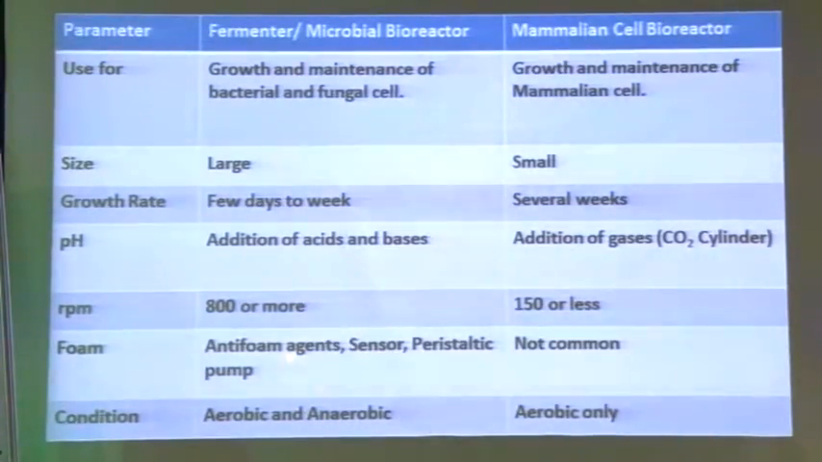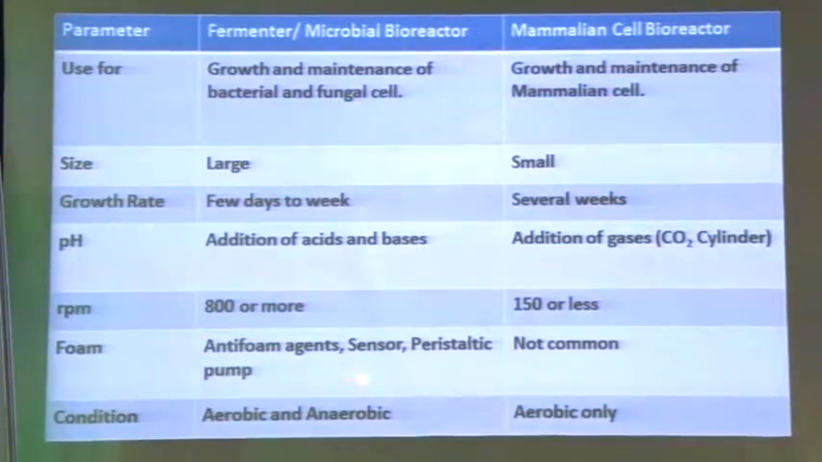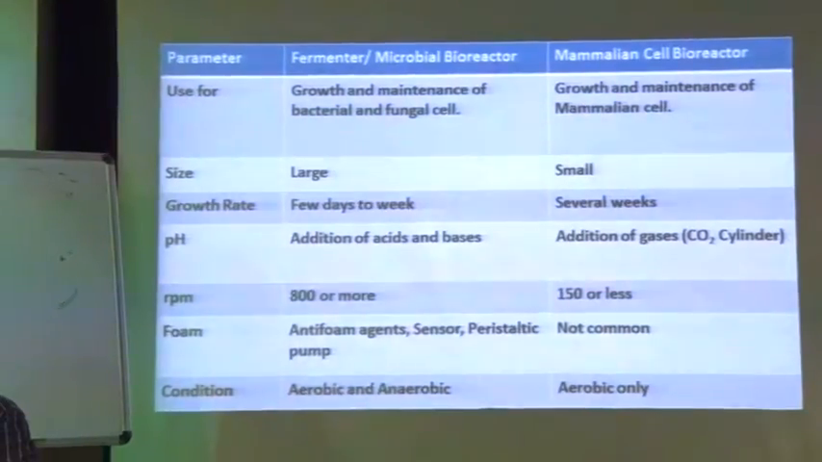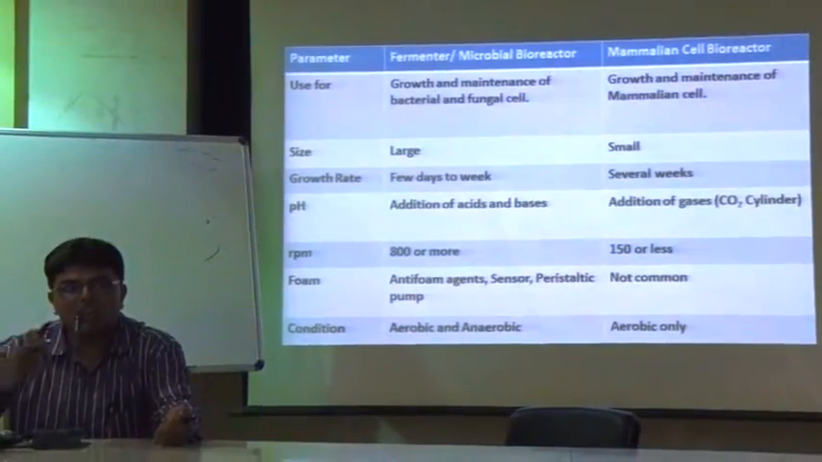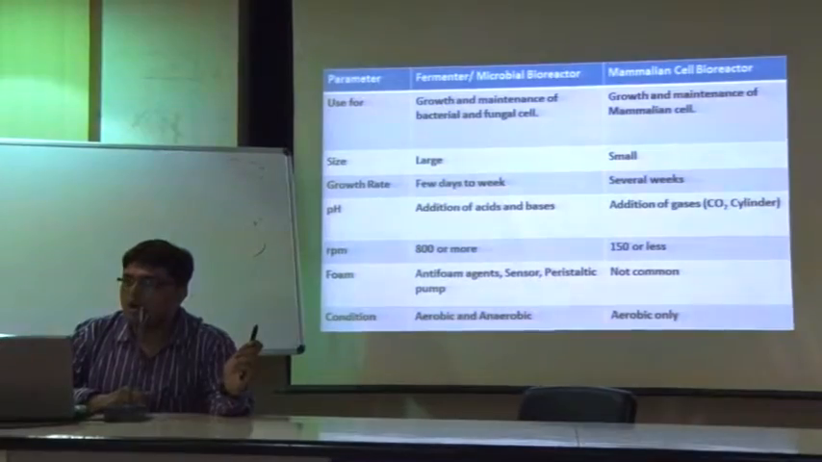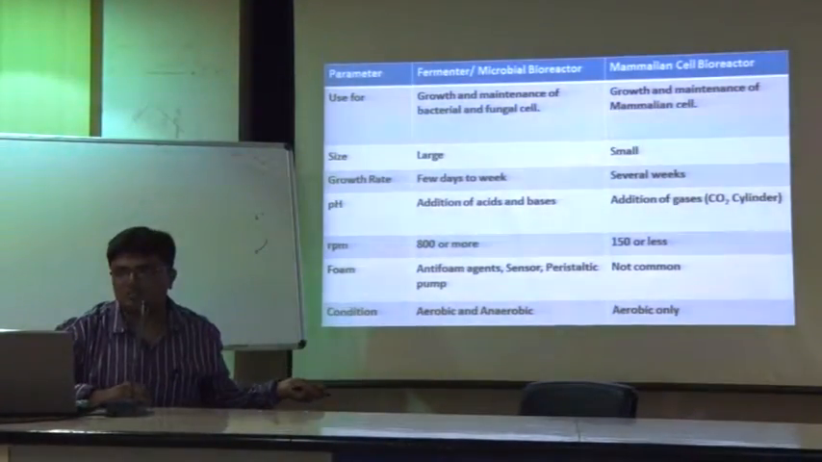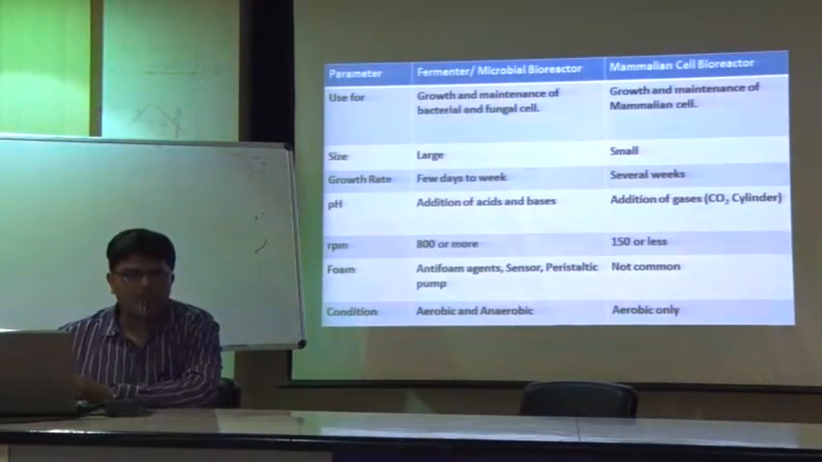Whatever cells are available inside the fermenter, they are basically microbial cells, and they possess what? Cell wall. Over here, the bioreactor contains a mammalian cell or animal cell, and do they possess a cell wall? No, they do not possess a cell wall, right? So as a result, they become more sensitive, and that's why we need to maintain the RPM at around 150 or less when working with the mammalian cell in the bioreactor. Next difference is about the foaming.